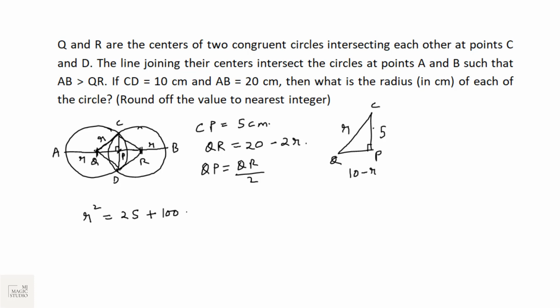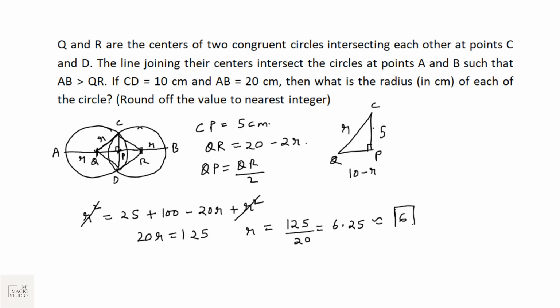(10 minus R) whole squared is 100 minus 20R plus R squared. Cancel. 20R is equal to 125. So, R is 125 by 20. That is 6.25. Now, we need to round off the value to the nearest integer. We will type in 6 only in the box.